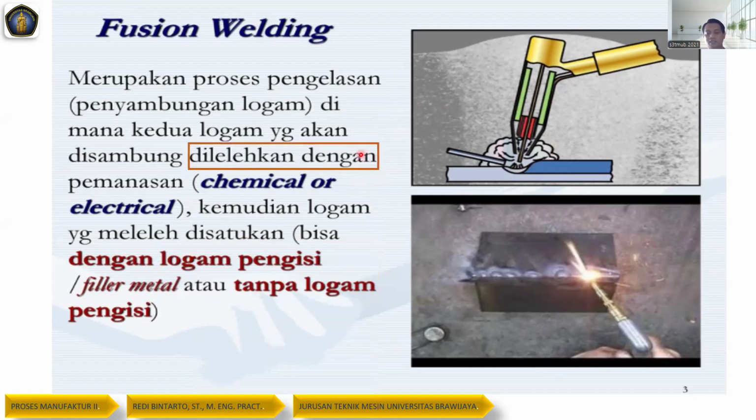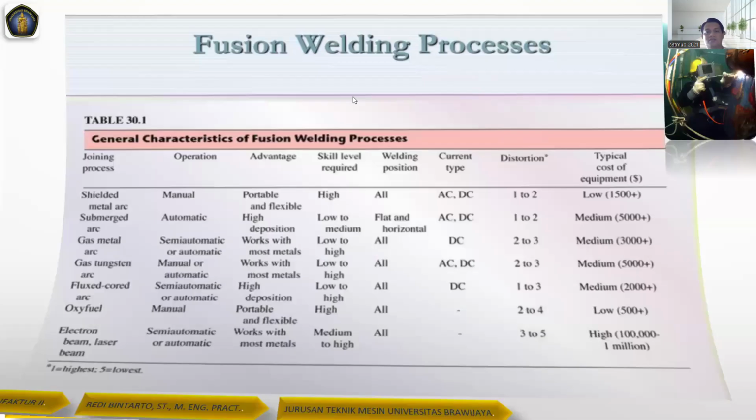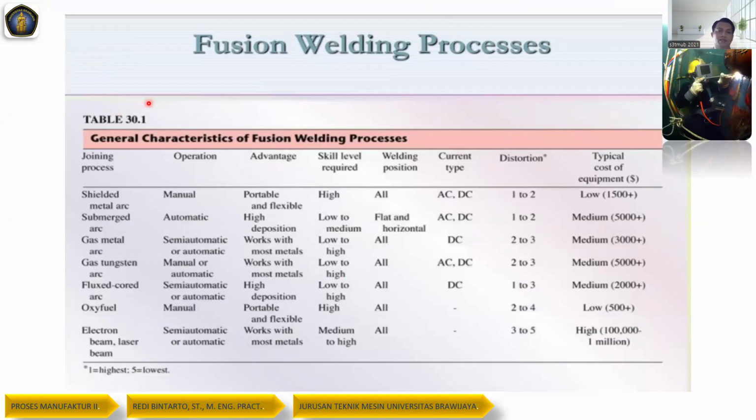The next is the table, general characteristics of fusion welding processes. We can see here the joining processes like SMAW, submerged arc, gas metal arc, and so on. And this shows the characteristics of the welding itself, like current type, AC, alternating current, or direct current. And this is the cost of the equipment.